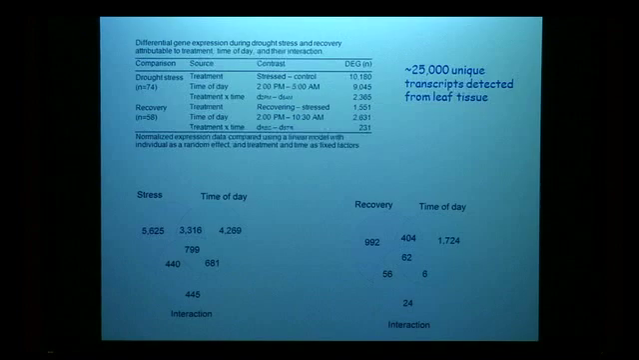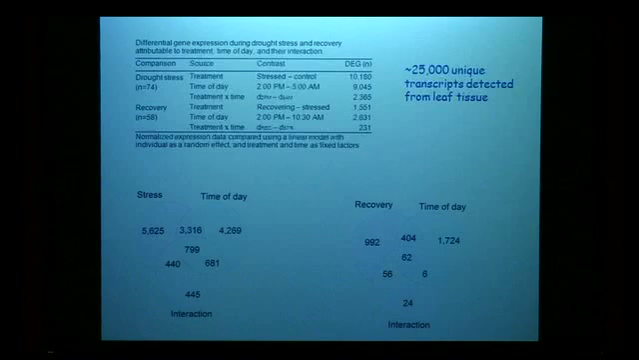Under the drought stress condition, we fit a model that looks at treatment effects, time of day effects, since we sampled both pre-dawn and midday, as well as an interaction. And here's the number of differentially expressed genes that we identify in these experiments. We detected over 10,000 genes that had a main effect of treatment. About equal numbers of these were upregulated, and about equal numbers were downregulated. This is not so similar to what we've seen in soil dry down experiments with Arabidopsis thaliana.